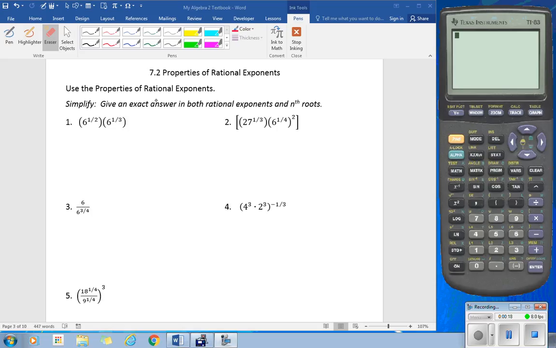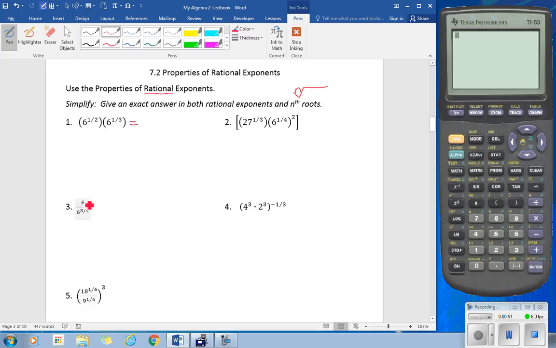But here the exponents are just going to be rational, which remember means that they're going to have a fraction or something written as a fraction. So we work them the same way. There's really nothing that's going to change here. The one thing we're going to do a little different though is that we are going to give the exact answer in both rational exponents, so that's kind of your fraction powers, and we're going to give it an nth root, which is again that radical notation where you might have any root. So radical and nth root really kind of mean the same thing to us. And let's see what we can do here.